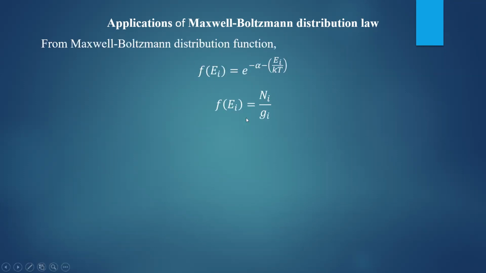Also the distribution function is basically the ratio of the number of particles divided by the density of states. It is the ratio of ni to gi, where ni is the number of particles in the ith state, gi is the density of states corresponding to that ith state, or the available states corresponding to the ith macro state. Ei represents the energy of the ith state. So this is how we can express the distribution function in general. It is the general formula for Maxwell-Boltzmann distribution.